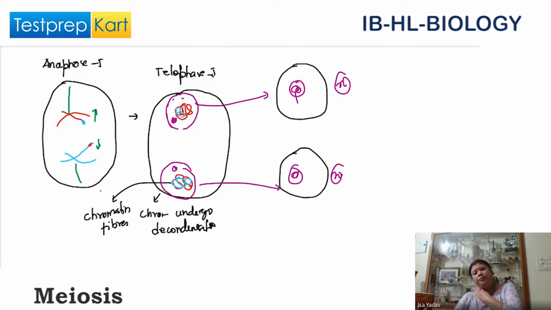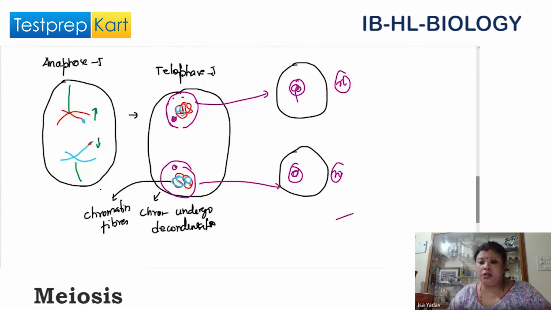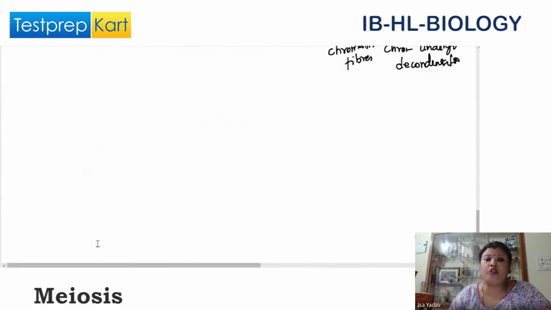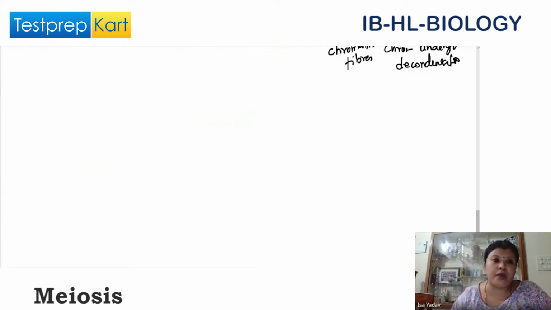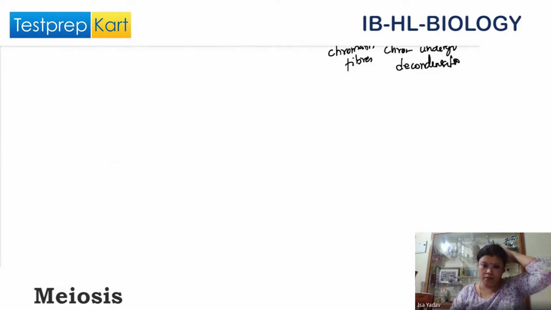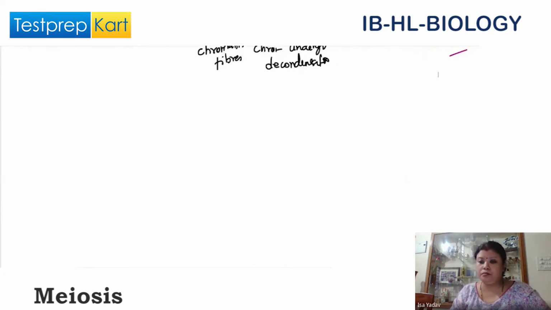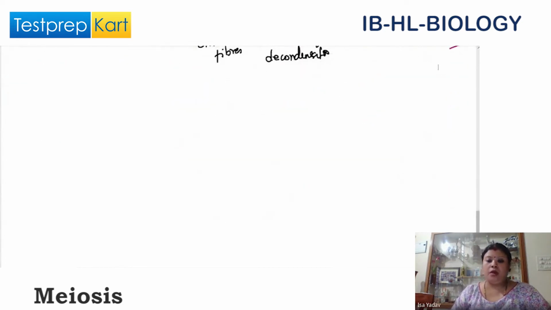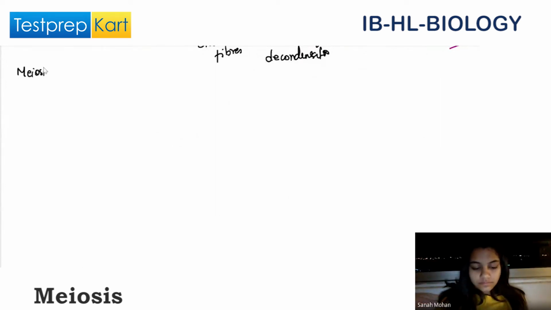On the similar note, same thing, no difference. We'll see the division that will regulate the chromosome number. So let us see here. We will see meiosis 2.